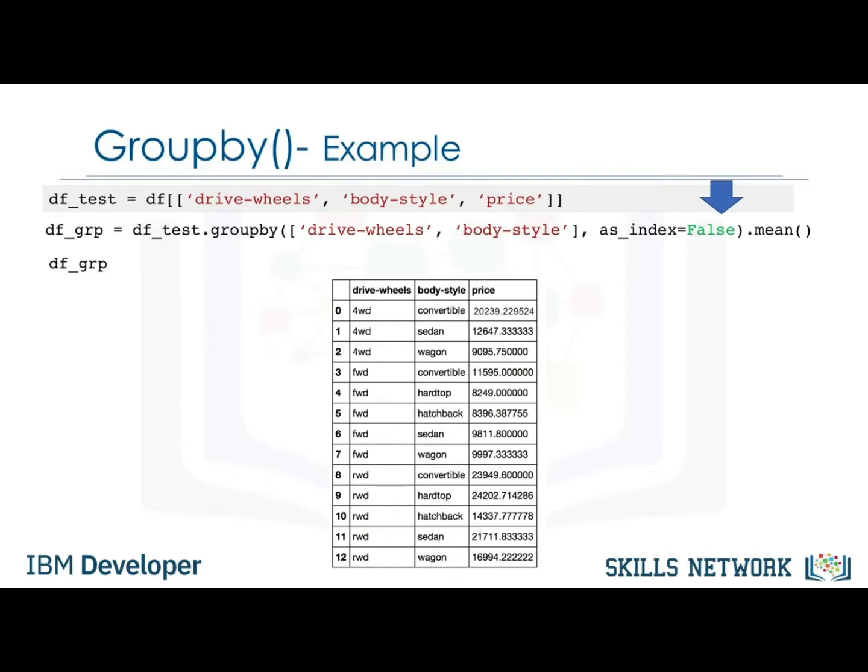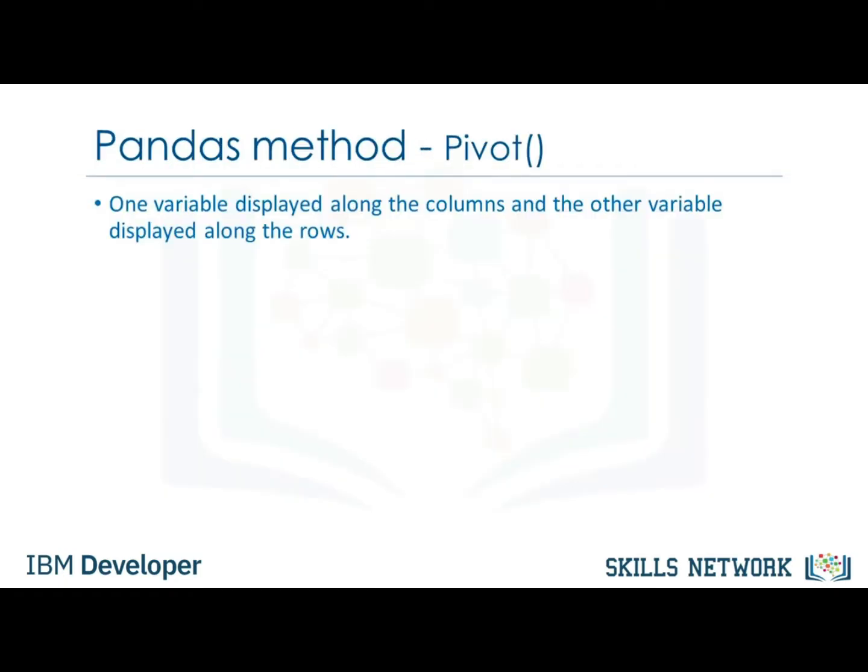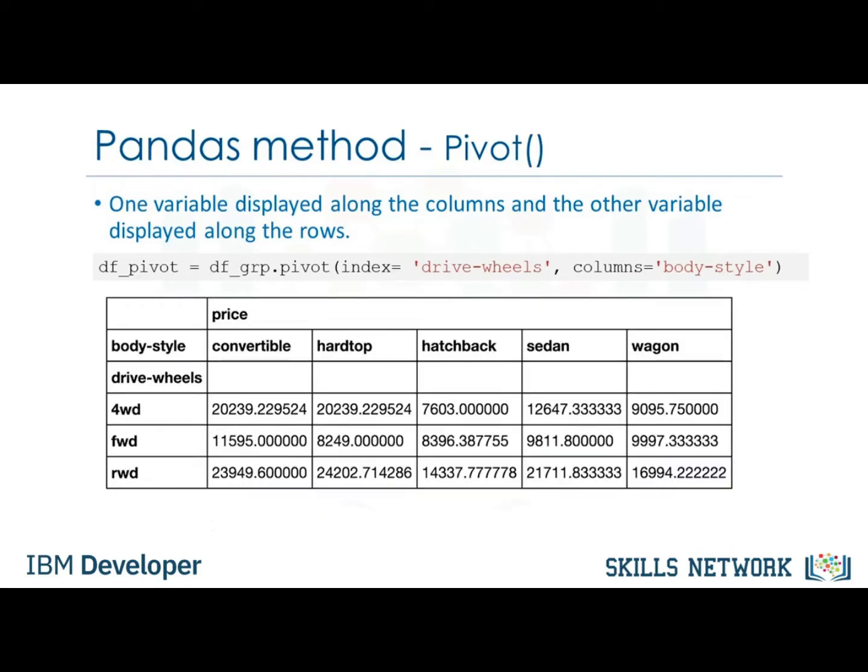A table of this form isn't the easiest to read, and also not very easy to visualize. To make it easier to understand, we can transform this table to a pivot table by using the pivot method. In the previous table, both drive wheels and body style were listed in columns. A pivot table has one variable displayed along the columns and the other variable displayed along the rows. Just with one line of code and by using the pandas pivot method, we can pivot the body style variable so it is displayed along the columns and the drive wheels will be displayed along the rows. The price data now becomes a rectangular grid, which is easier to visualize. This is similar to what is usually done in Excel spreadsheets.